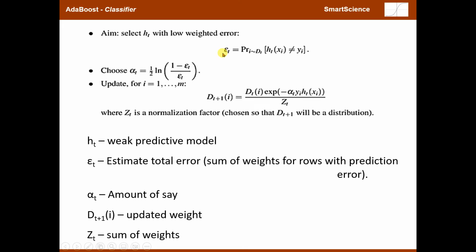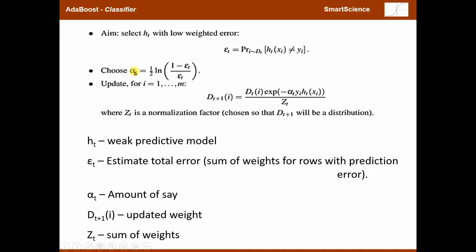All we need to do is just sum up the weights of those rows where our prediction is not accurate. So initially we got 1 by m as the weight. So all we need to do is to sum up those observations where we have gone wrong.